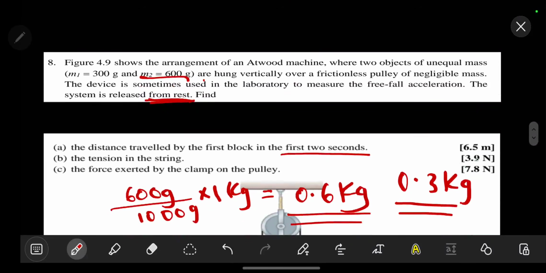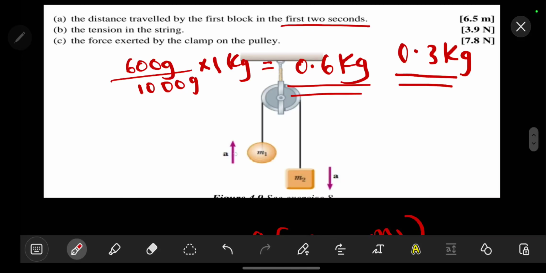They won't provide answers for you, and sometimes they won't even provide the direction of movement. You can just set the direction. If it gives you a negative acceleration, it simply tells you to say the direction is reversed.